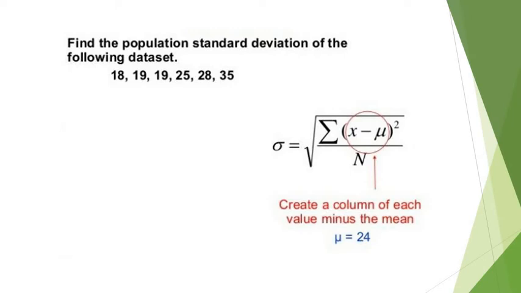So we're going to create a column of each of these values, 18, 19, 19, 25, 28, and 35, and we're going to subtract the mean from each of those values.